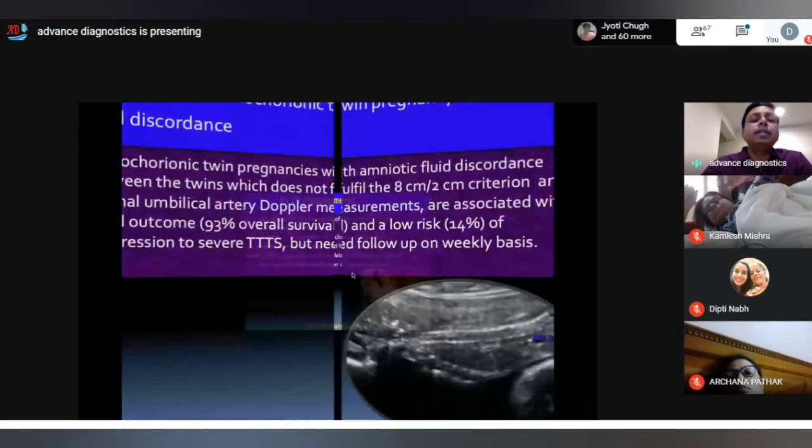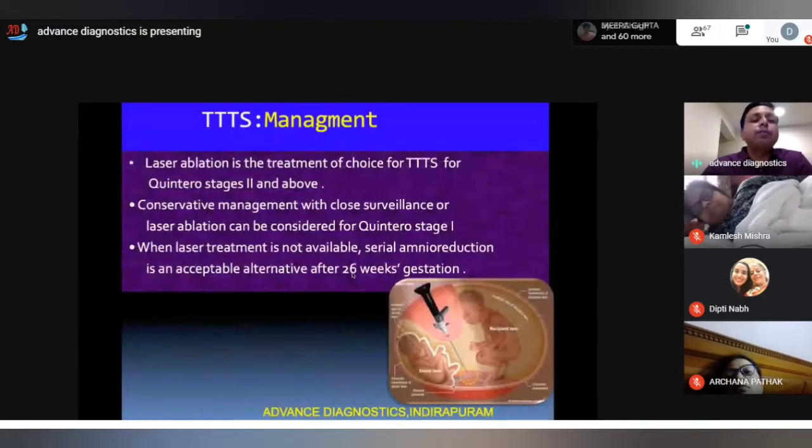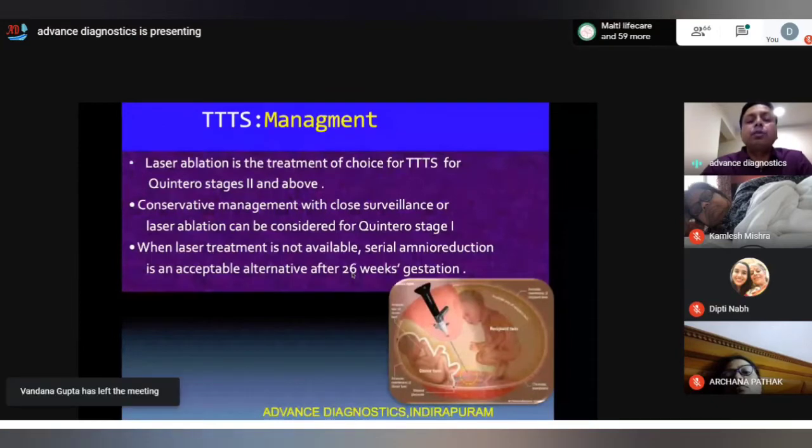Management is laser ablation. Stage 1, it has 50% of the stage 2 and above. Conservative management with close surveillance and laser ablation can be considered for stage 1. When laser treatment is not available, serial amnioreduction is an acceptable alternative after 26 weeks.